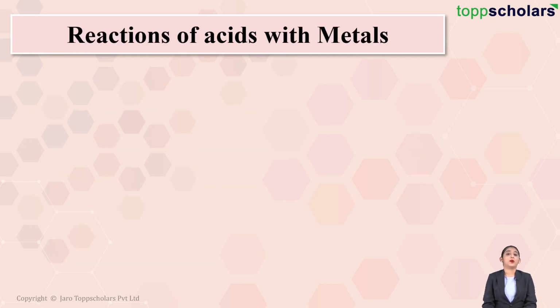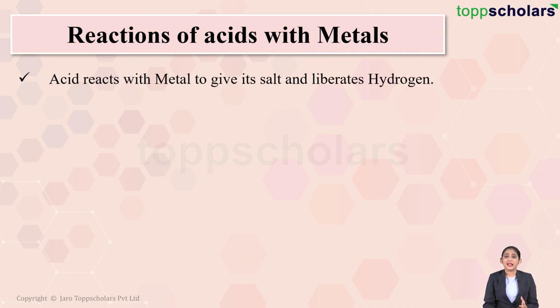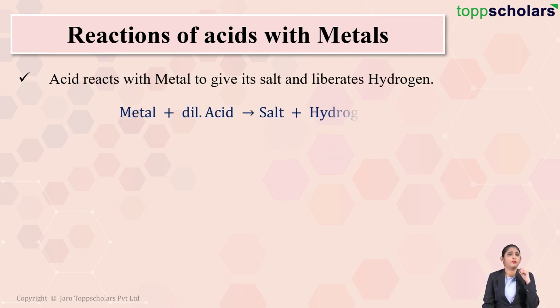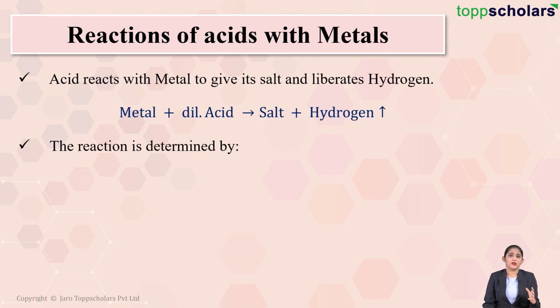Now, let's discuss the reaction of acids with metals. Now, friends, generally metals react with acid, resulting in the formation of its salt along with the liberation of hydrogen gas. So, if you take a metal and react it with dilute acid, what you get is salt along with hydrogen gas that is liberated. So, always remember, friends, when a metal reacts with an acid, we get salt and hydrogen gas is liberated. Now, friends, generally, the reaction of any metal with an acid actually depends upon certain conditions.